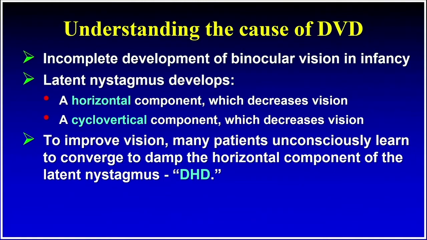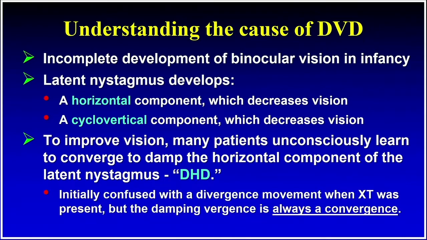Now, we call that DHD. That was initially confusing because there was a divergence component when the convergence relaxed that people thought was an active divergence movement, which is not, because when XT is present, that's what you see in these patients. But the damping vergence is always a convergence. And if you have an asymmetrical response to the two eyes, you see it. If it's symmetrical, you just say it's intermittent tropia. So it's very confusing. You have to have an asymmetry in the dissociated horizontal to even see it in the first place.